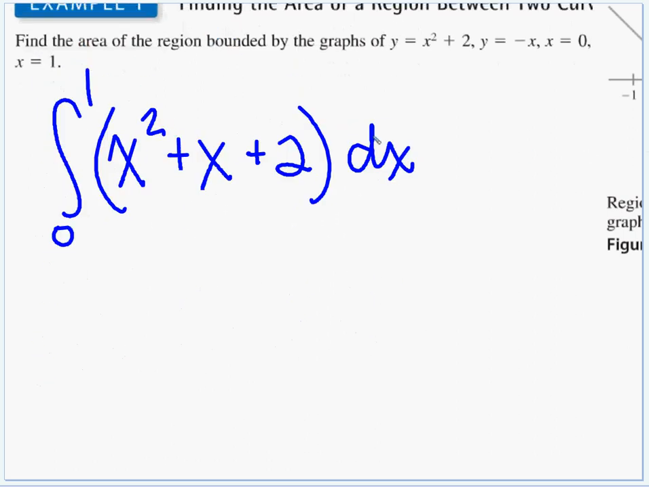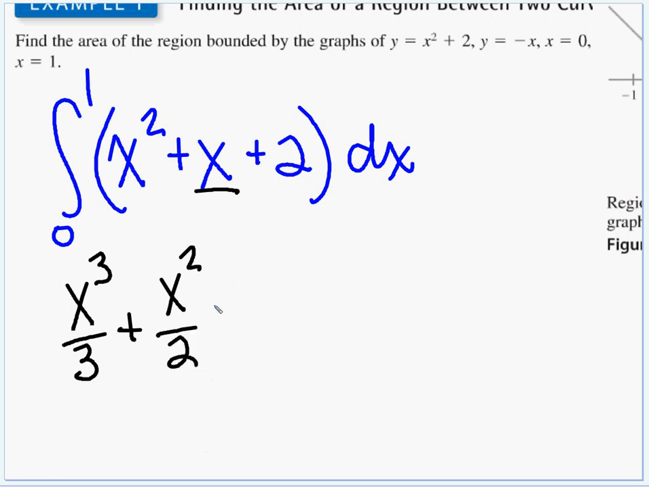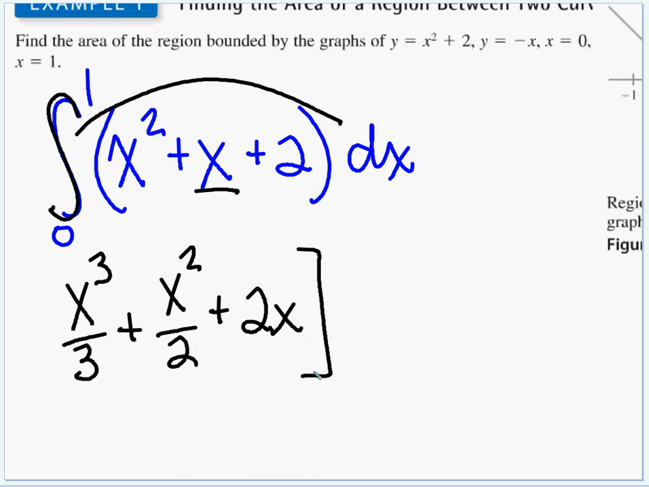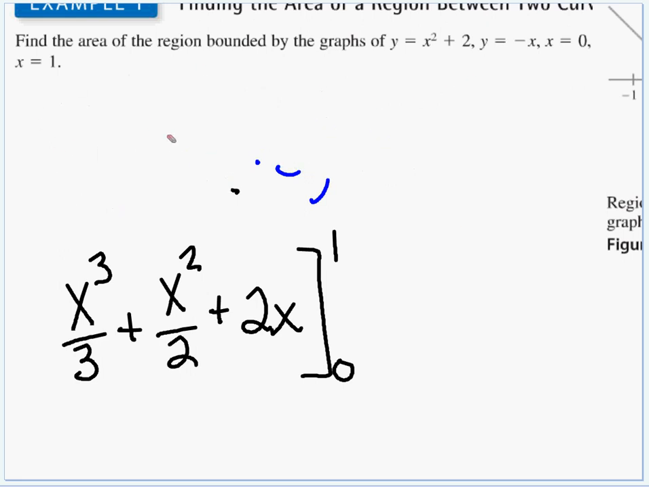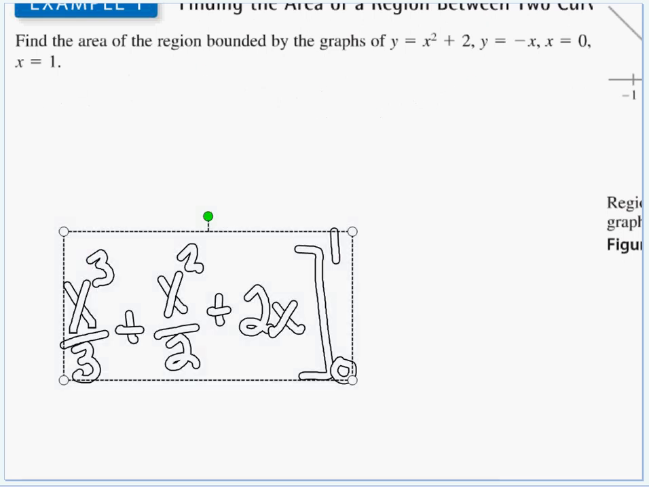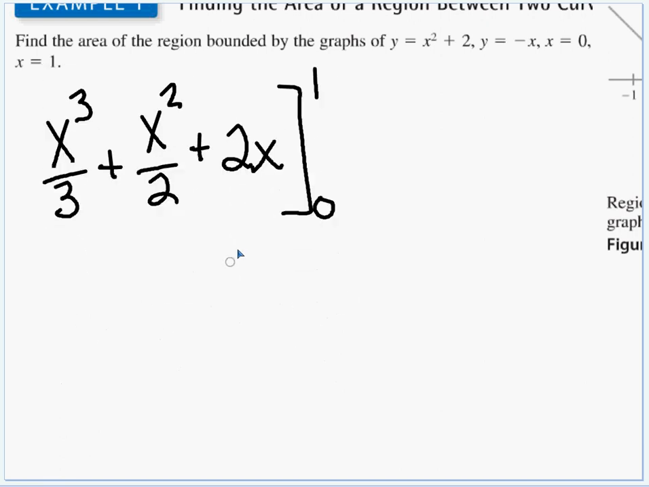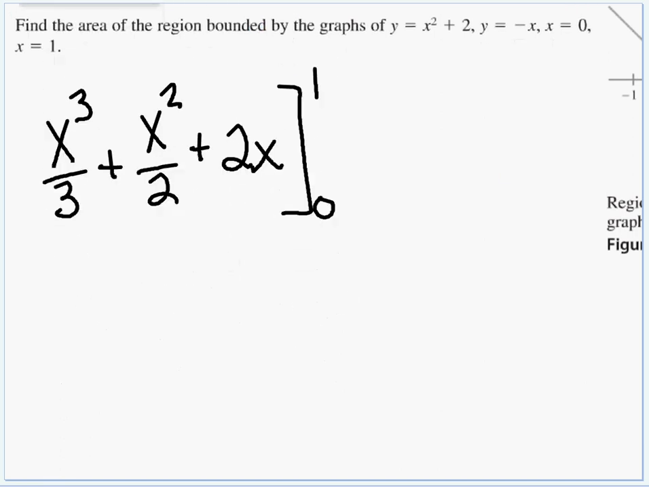So let's see here. X to the second is going to become x cubed over 3. Plus x to the first becomes x squared over 2. And then we've got a plus 2x. Our integral symbol is now migrated to the other side, turns into a bracket with our lower and upper limits on board. And these are probably about the easiest limits to work with, 0 to 1.